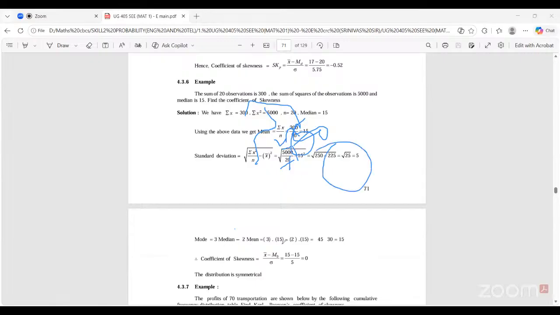Mode is equal to 3 median minus 2 mean, that is 3 into 15 minus 2 into 15, which is 45 minus 30. The skewness is (x bar minus mode) by standard deviation, so 15 minus 15 by something is 0.